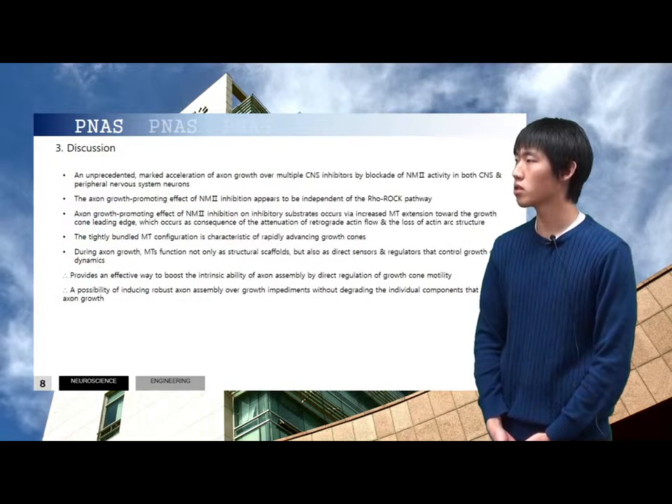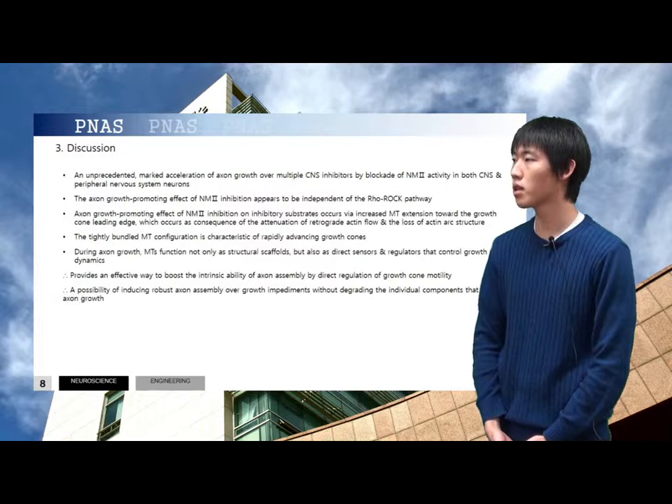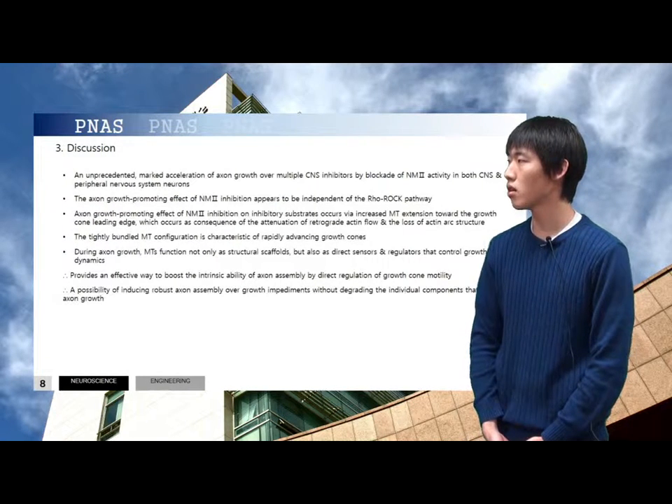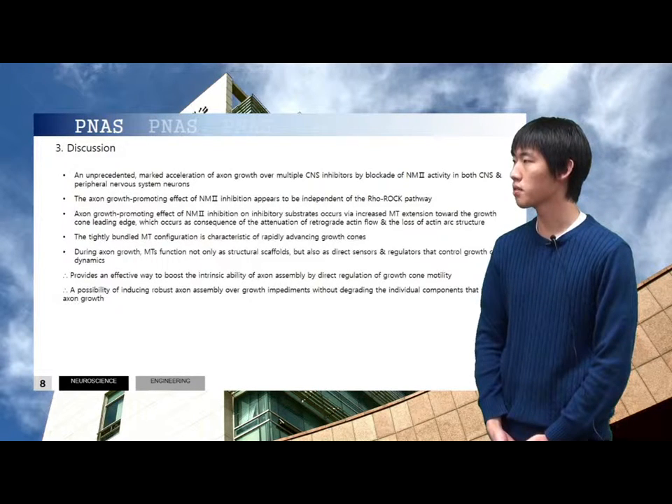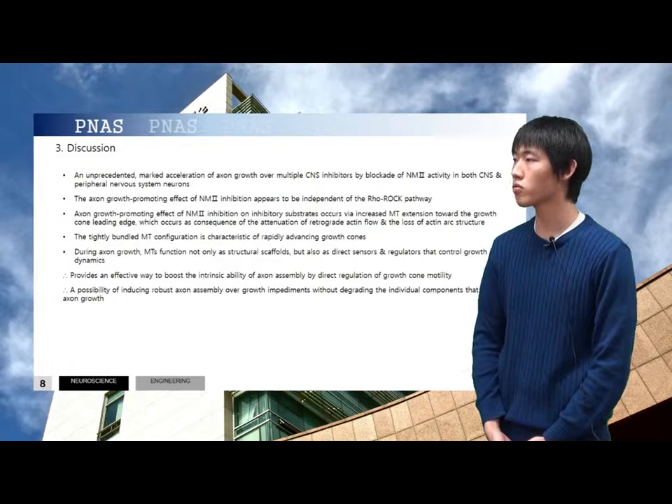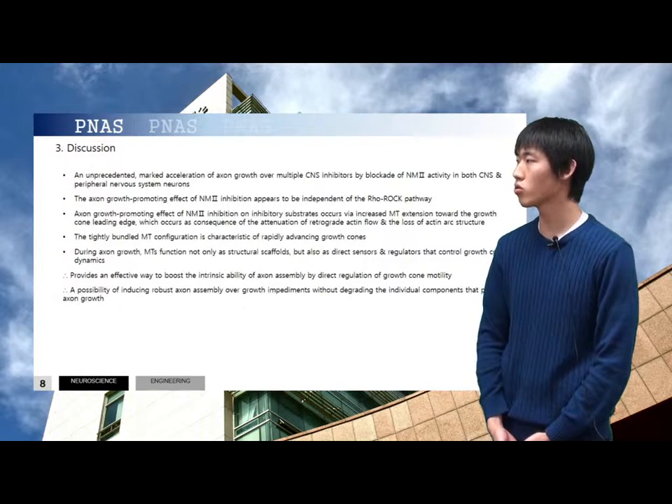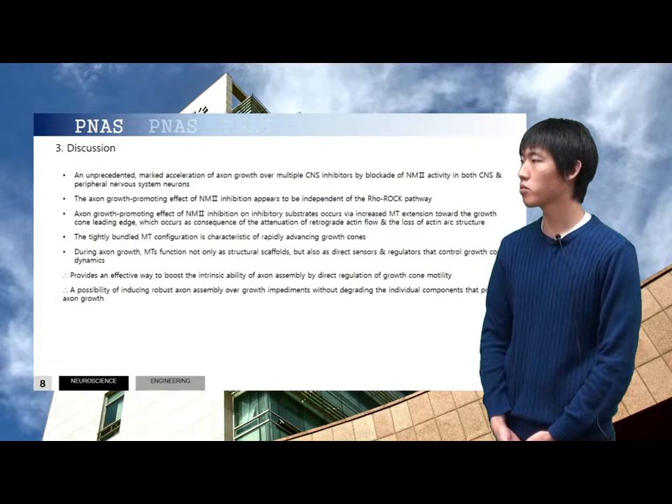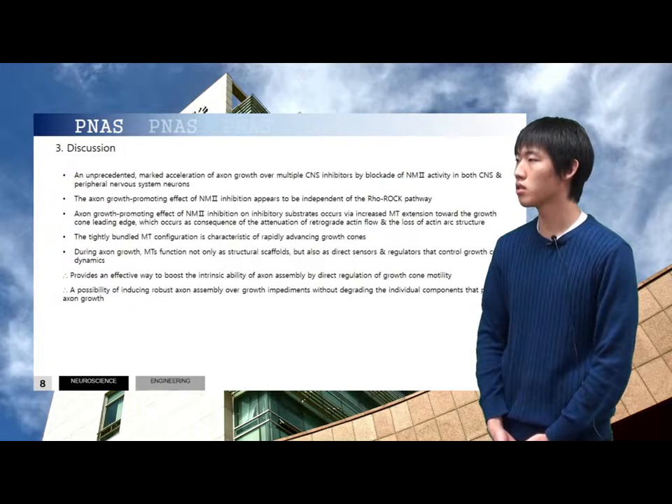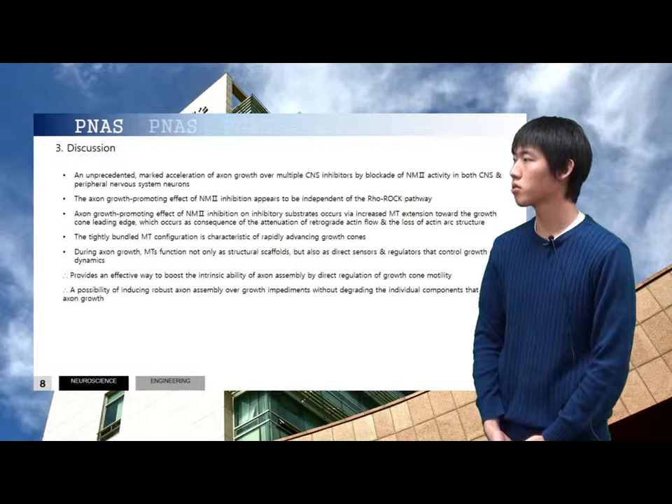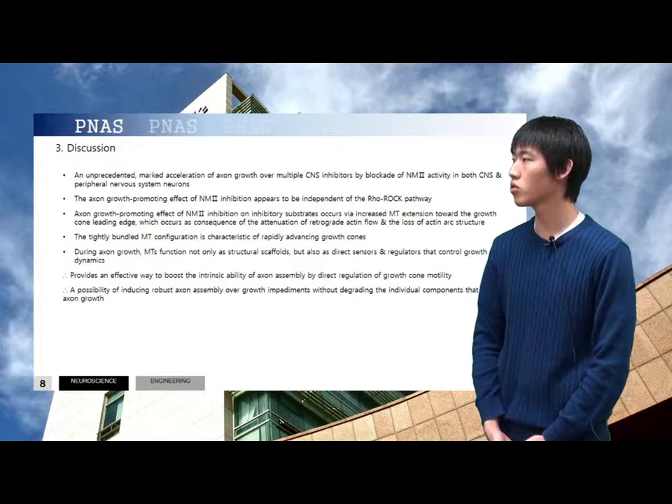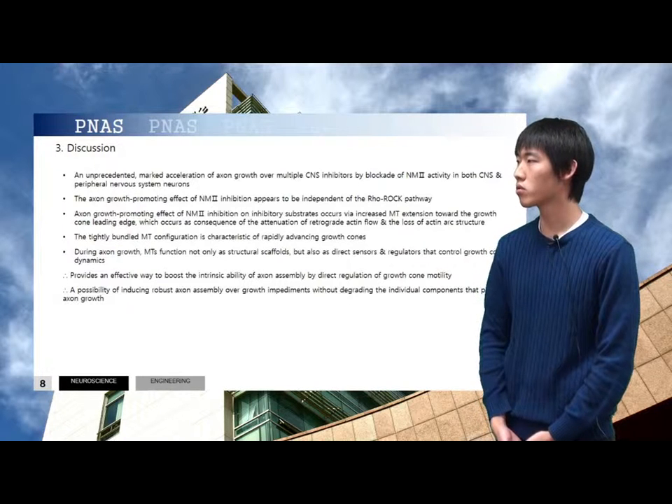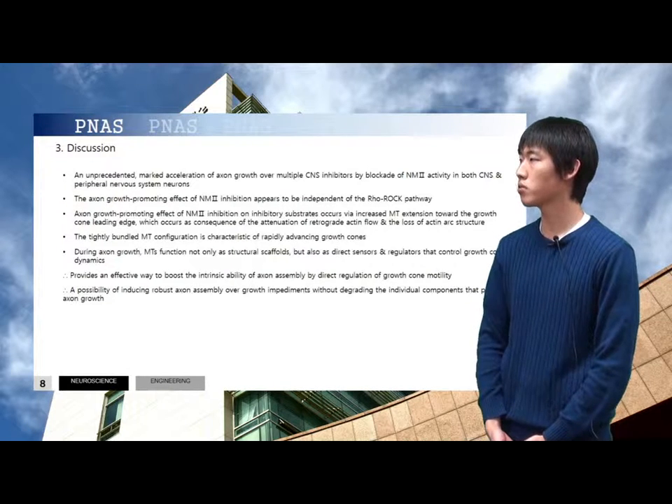In summary, researchers reported an unprecedented, marked acceleration of axon growth over multiple inhibitors by blockade of NM2 activity, and this phenomenon is related to reorganization of actin and microtubules in the growth cone. This study provides an effective way to boost the intrinsic ability of axon assembly by direct regulation of growth cone motility, and a possibility of inducing robust axon assembly over growth impediments without degrading the individual components that prevent axon growth.